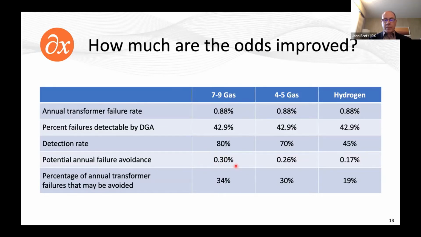Well, that seems like a really, really low number. Who cares? But when you're talking about assets that are worth millions of dollars, that can really add up materially. And put it in a different context, you may be able to avoid up to 34% of potential failures that are related to DGA. So that when you have a large fleet, that's very worthwhile for your organization. And you notice that hydrogen is not quite as effective, but it's nothing to sneeze at. If you can avoid 19 or 20% of all failures, that's worth consideration.